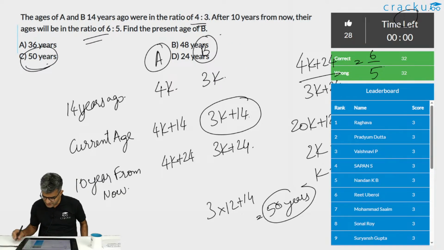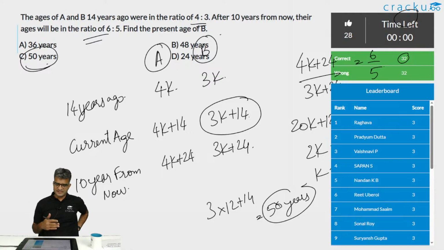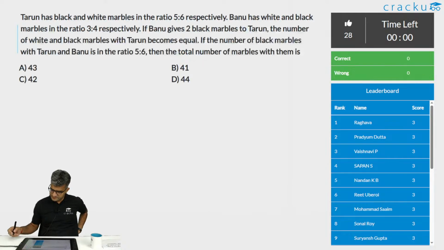How many people got it correct? Only 32 people got it correct. I thought this was not a very difficult question, so I expected more people to get it correct. But that is fine. Let us try to see if you can get the next question correct.